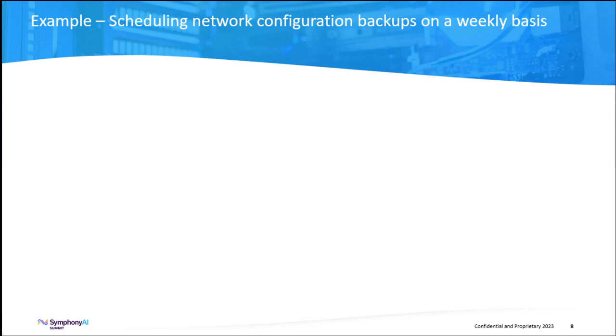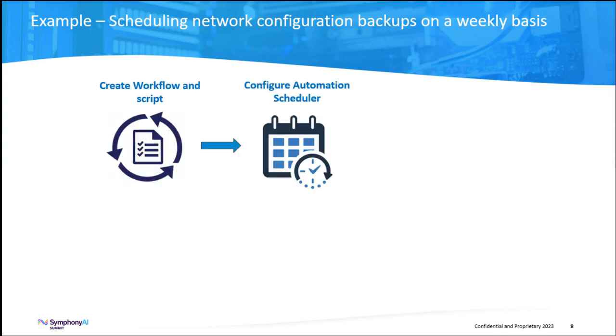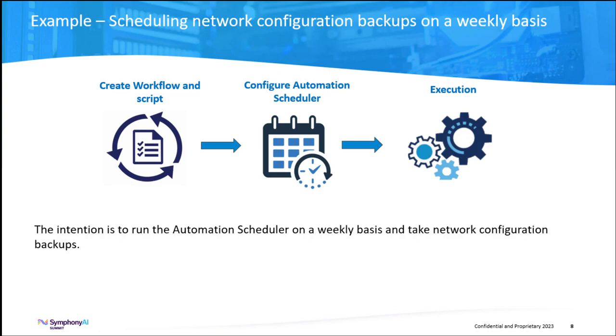Let's take an example of scheduling network configuration backups on a weekly basis. We create a workflow and associated script. Then we configure an automation scheduler. Further, execution takes place, post which we can check the output in execution history. The basic intention here is to run the automation scheduler on a weekly basis and take network configuration backups.